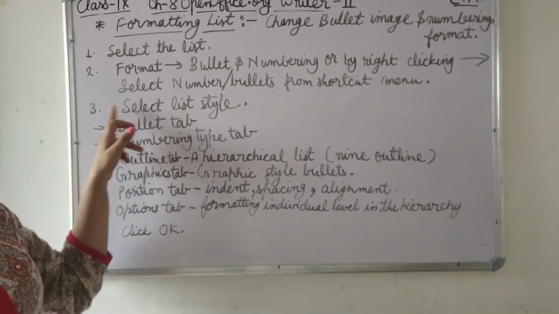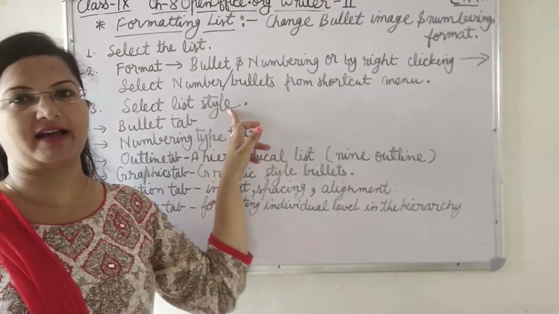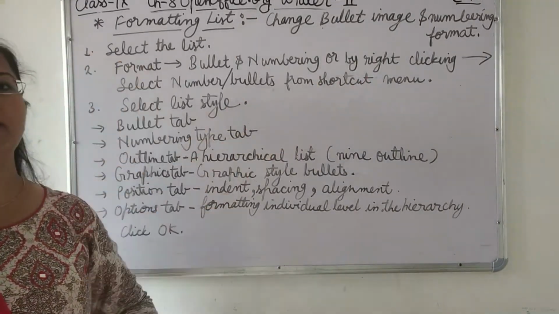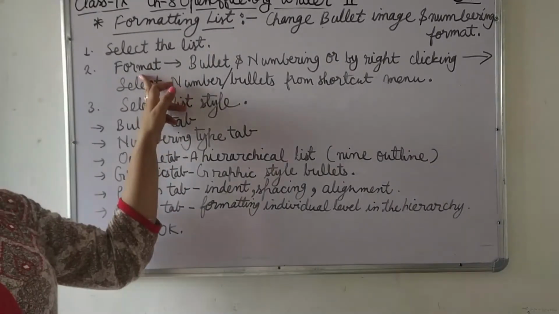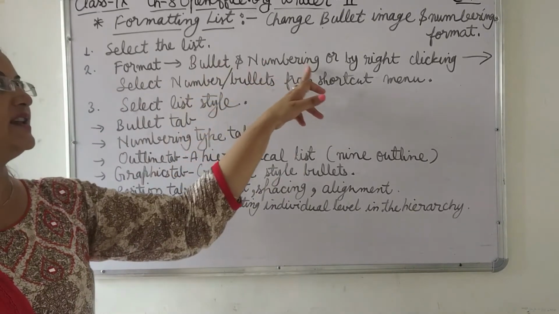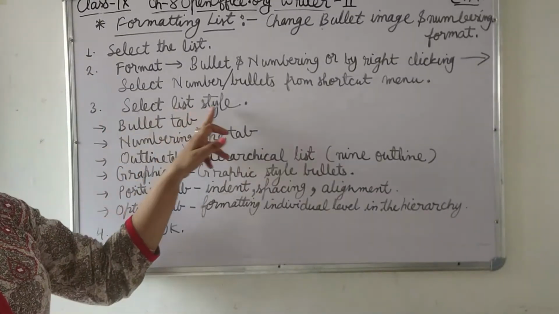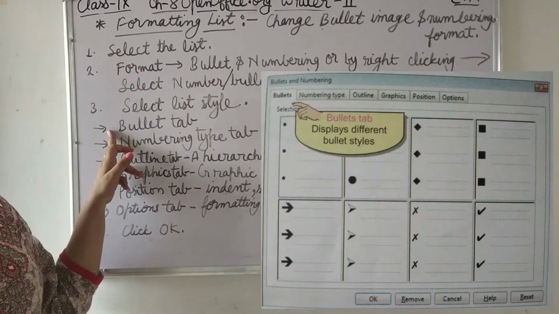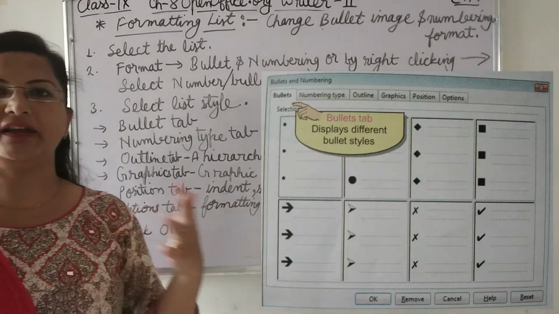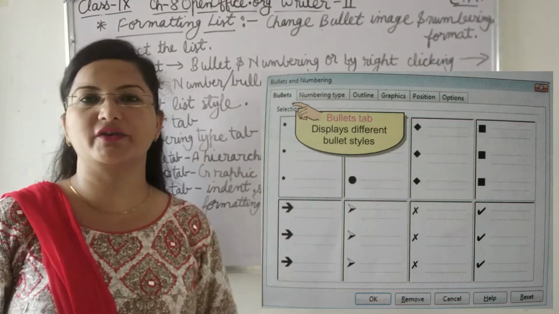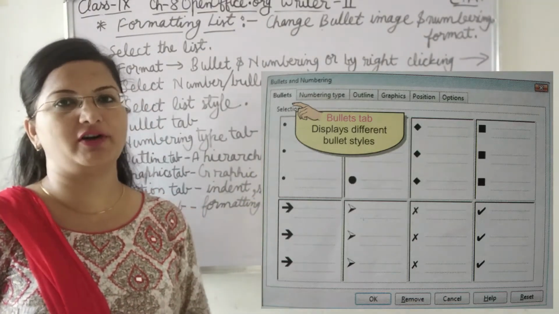Then after that you can select the list style. After doing this you will get a dialog box. When you click on Format and then Bullets and Numbering, you will get a dialog box in which you can choose a list style. So first of all there will be a bullet tab. In the bullet tab, you will get various types of bullet designs. You can choose any bullet for your list.